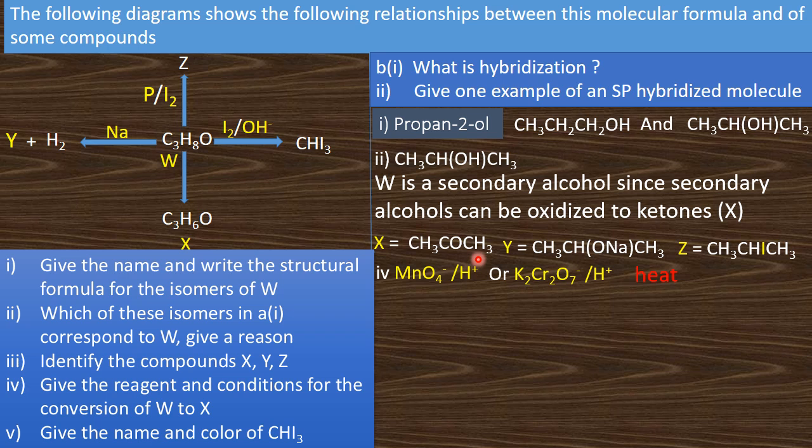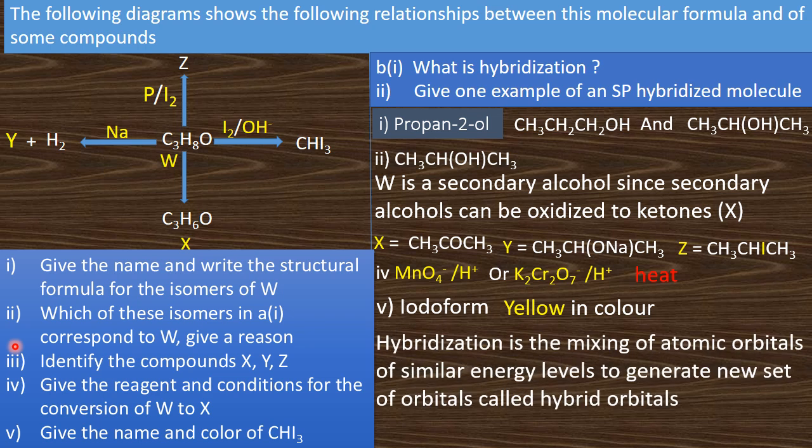Then, friends, the next question simply wants us to give the name and color of CHI3. As we all know, it is called iodoform. That is the basis behind this synthesis. That's the clue: the iodoform reaction. Then the next part asks us to give the color of it. This is a direct question. It is simply yellow in color. That's what we're supposed to give. Then, friends, let's move on to the next slide to look at what we have.